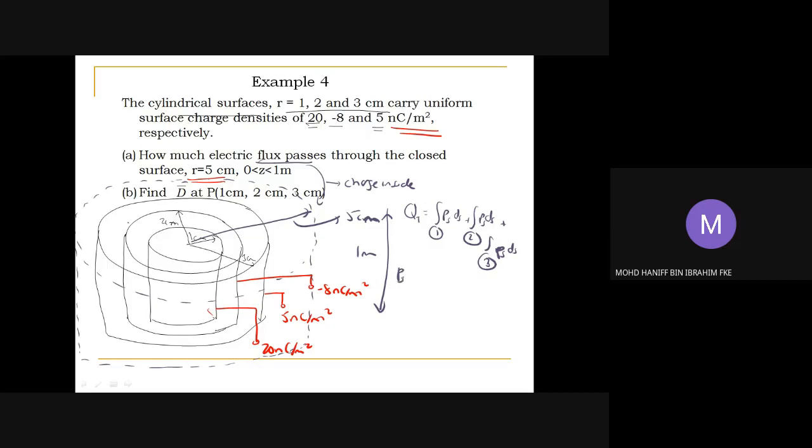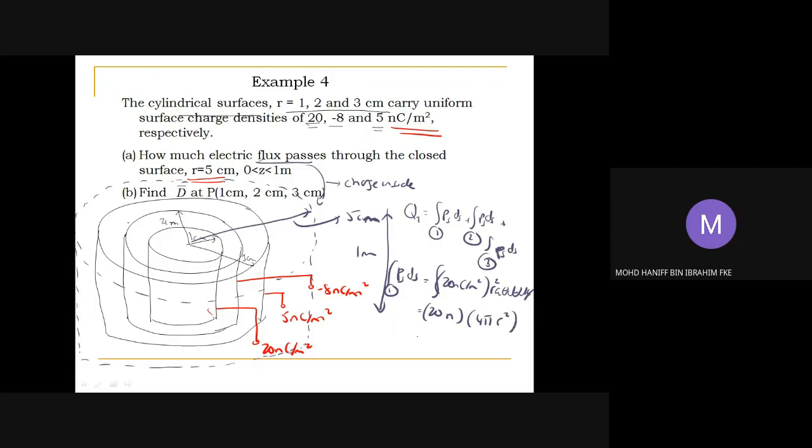So for surface number 1, the integration of rho s ds, the density is 20 nanocoulomb per meter squared. And the ds will be the charge on your curved surface, so that should be r squared sine theta d theta d phi, and we can simply write it as 20 nano multiplied with this area, which is 4 pi r squared.